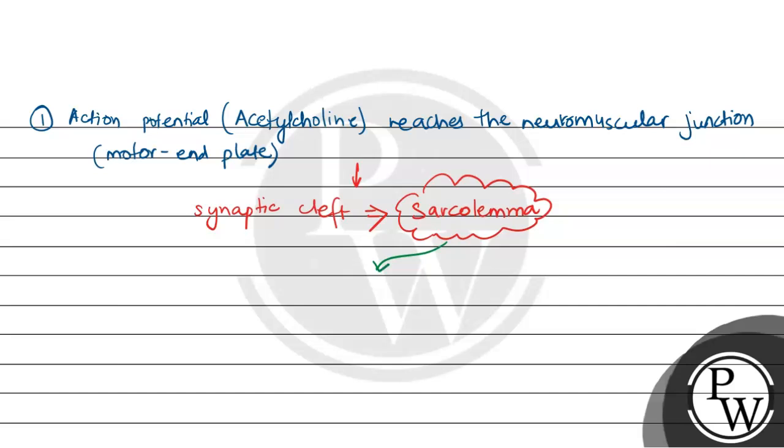When potential पहुंचता है, this results in the release of calcium ions which were stored in the sarcoplasmic reticulum. So they are released from the sarcoplasmic reticulum to the sarcoplasm.